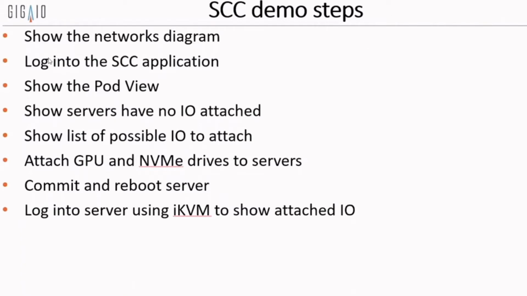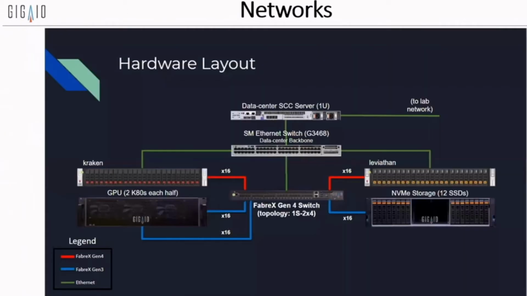Okay, so let's see what they look like when they're connected. All right, so here's the hardware layout. We've got this manager server that we call data center that is running the SEC application, and it has configured a private network amongst the FabreX switch and the two servers. The FabreX switch is also connected to an AIC box that has two GPUs on each side, and we've got 2x16 connections to the FabreX Gen 4 switch, and we've got 2x16 connections for the NVMe storage.